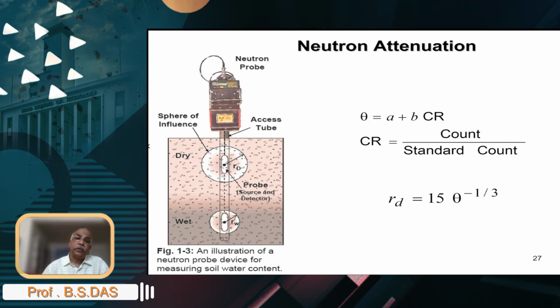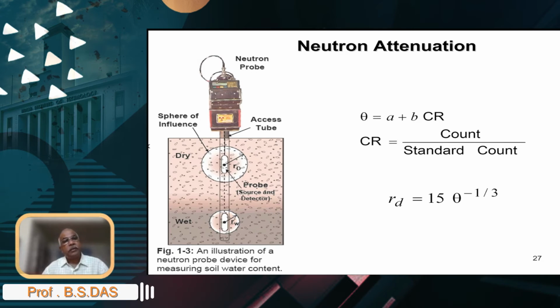Once you have several measurements of the soil wetness in a given location using the gravimetric method, and for the same soil, at different wetness, you estimate the count ratio using a neutron source, you can build a calibration curve. In other words, you can estimate these coefficients A and B. Once you know these, in an unknown location you measure the count ratio, and since you already know A and B, you should be able to indirectly measure the water content.